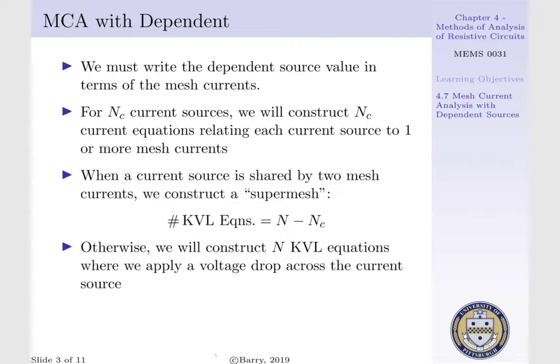When a current source is shared by two meshes, we can construct a supermesh. That is, we can construct a supermesh out of an independent or dependent current source, such that the number of KVL equations we need to construct is N, the number of meshes, minus N sub C, our number of current sources. Otherwise, we can just apply N KVL equations and apply our voltage drops in terms of Ohm's law and solve.